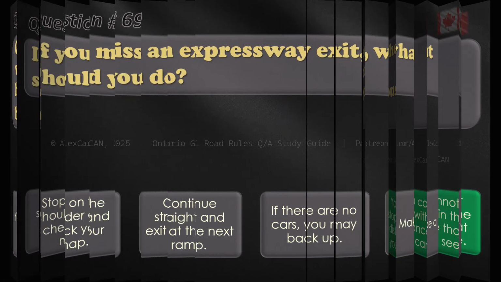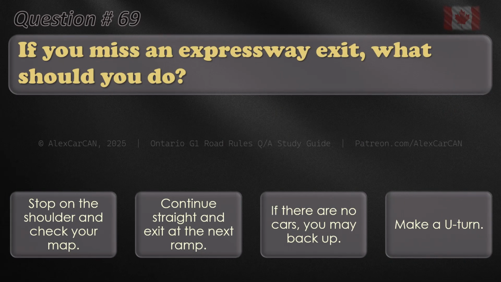Question number 69. If you miss an expressway exit, what should you do? Stop on the shoulder and check your map. Continue straight and exit at the next ramp. If there are no cars, you may back up. Make a U-turn. The correct answer is: continue straight and exit at the next ramp.